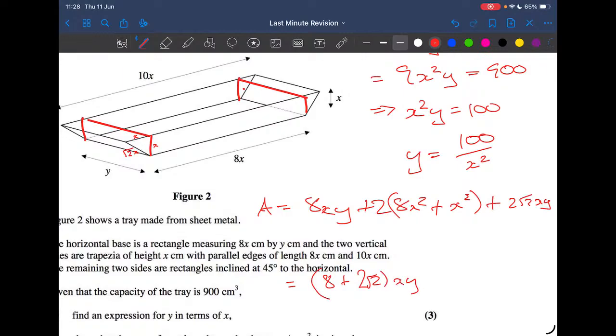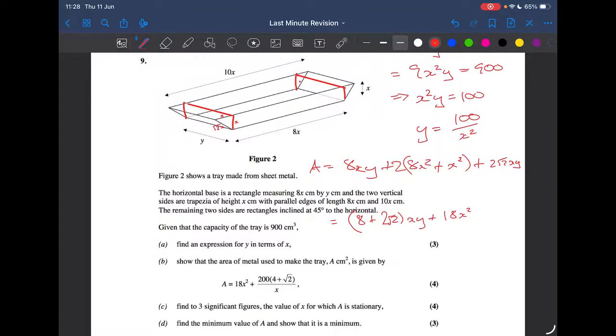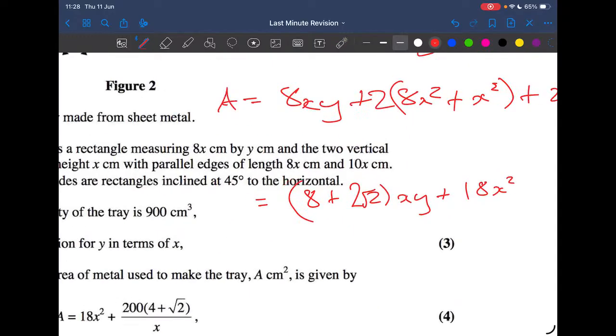Lots of xy. And then, not expanding the brackets out, but what have I got? I've got 9x squared times by 2, so 18x squared. 18x squared popping out is nice. And what we can do now is use the fact that we know that y is 100 on x squared. So let's plug that in there.